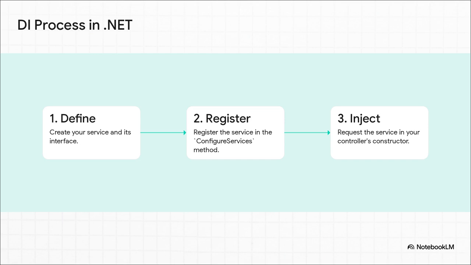It's basically a 3-step recipe. 1, you define your service and its contract, the interface. 2, you register it in your startup file, basically telling the app, hey, when someone asks for this interface, give them this service. 3, you just ask for it in your controller's constructor. That's it. The framework does all the heavy lifting for you.